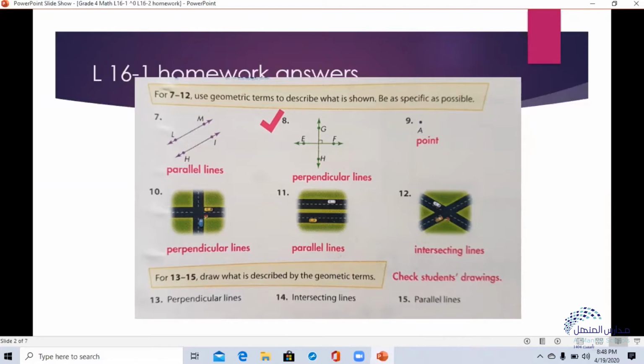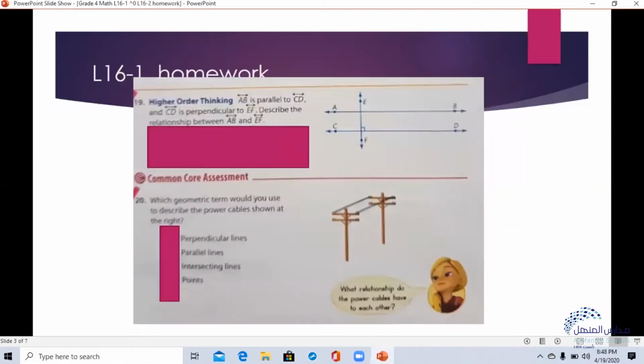Question number 13 to 15. Draw what is described by the geometric terms. Question number 13 is perpendicular lines. Question number 14 is intersecting lines. Question number 15 is parallel lines. Let's go to question number 19.